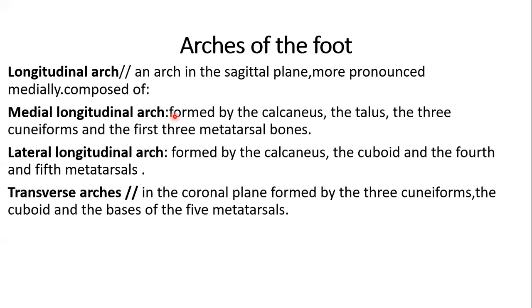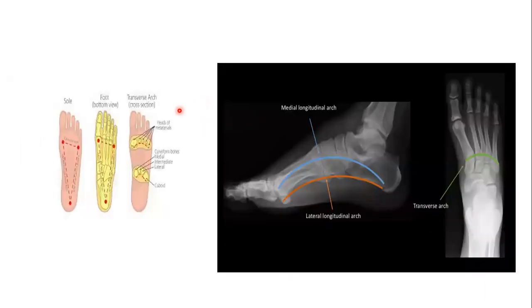The medial is formed by the calcaneus, talus, the three cuneiforms, and the first three metatarsal bones. The lateral one is formed by the calcaneus, the cuboid, and the fourth and fifth metatarsals. The transverse arch in the coronal plane is formed by the three cuneiforms, the cuboid, and the bases of the five metatarsals.